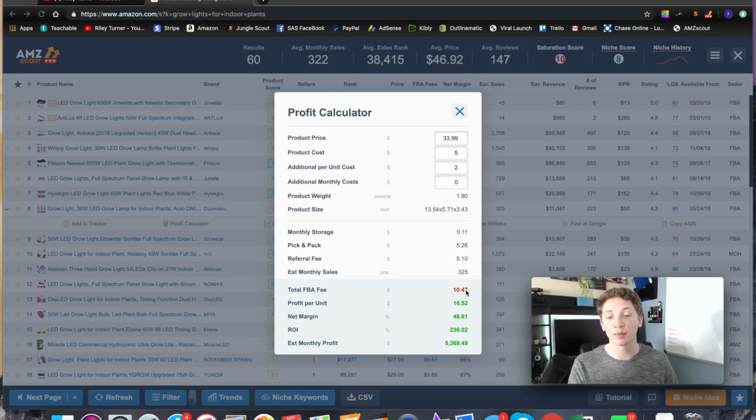So we can see it's going to cost about $10.47 in fees for this product to sell it, and then profit per unit would be about $16.52, and then the margin would be 48.61%, and it's going to tell you even your ROI on your product, so that's your return on investment, and then your estimated monthly profit. If you are at this number 8 spot on the first page, we would be making about $5,369 in profit. Now this all varies depending on how much it actually costs you for the product costs and your shipping costs and any additional costs, things like that.